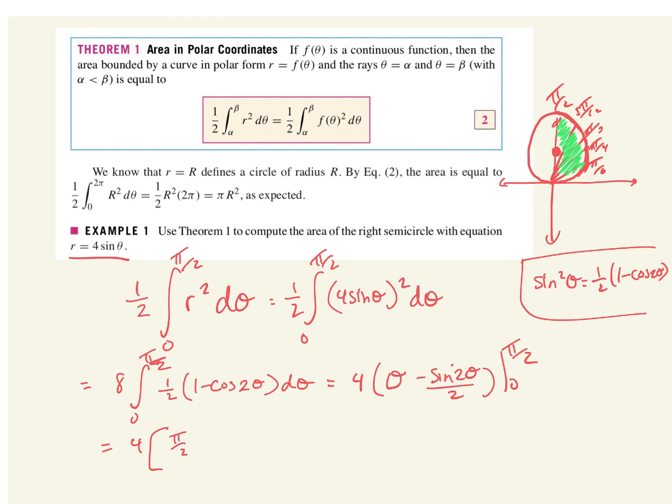Why can't you move the 1/2 out? I did. I didn't write it, but when I anti-derived it, I did. Oh, yeah, I just went to a 4. So you're only anti-deriving the 1 minus cos, looking at this. Yes.